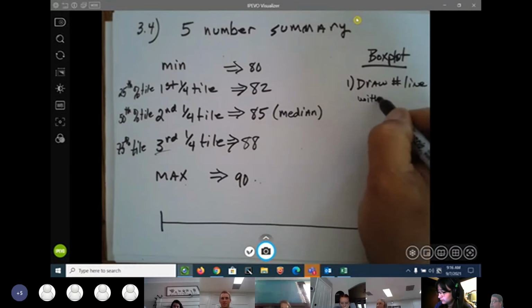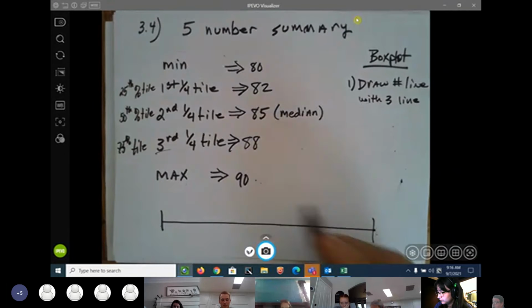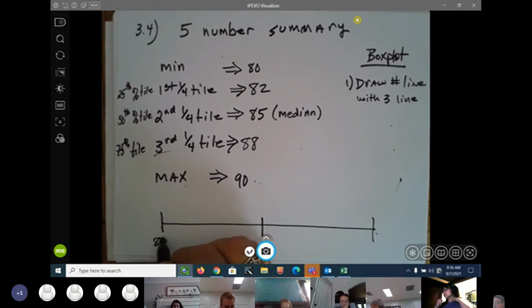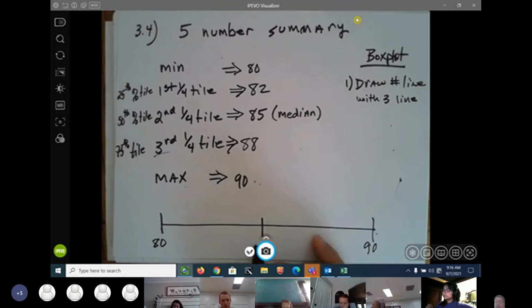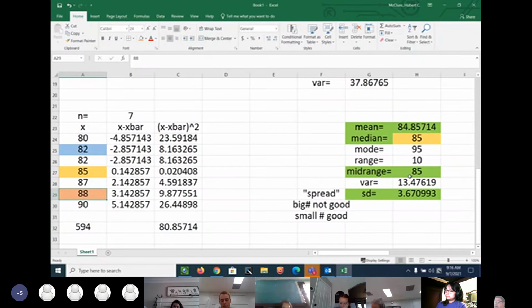With 3 lines. Here, here, and here. This is the min. This is the max. And this right here is the mid-range. So let me go back to what's my mid-range? 85.